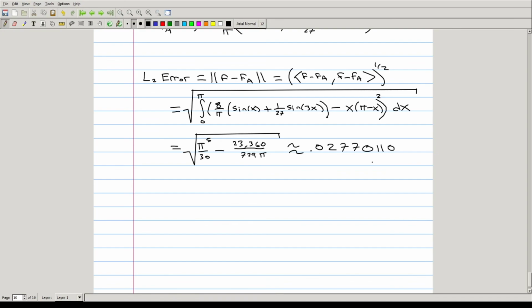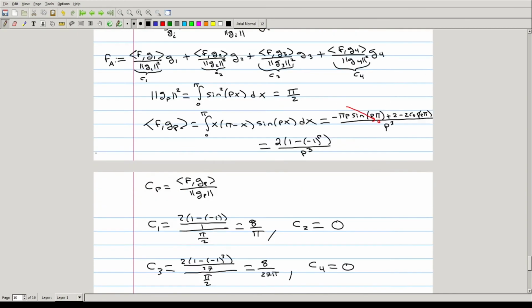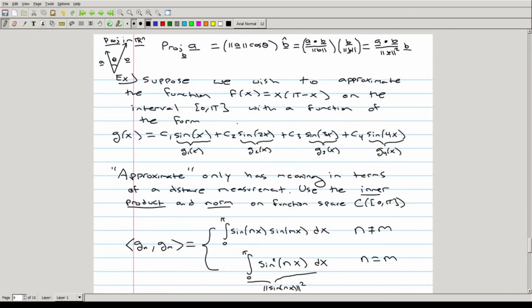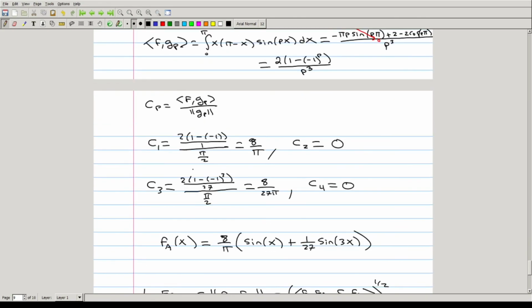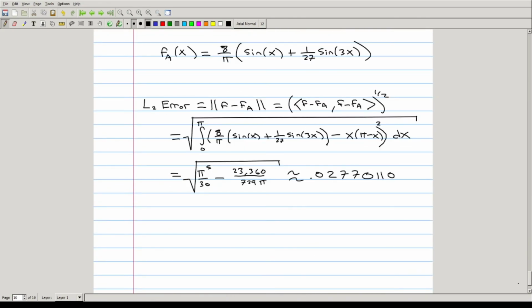So the L2 error of this approximation is not too bad. It's relatively small. And if you include more terms in our approximation sum, so C5, C6, C7, it will only get better and better and better. And you can directly visualize this. Let's say we want to open up and get a picture of how good this approximation is. It's directly possible to do this.